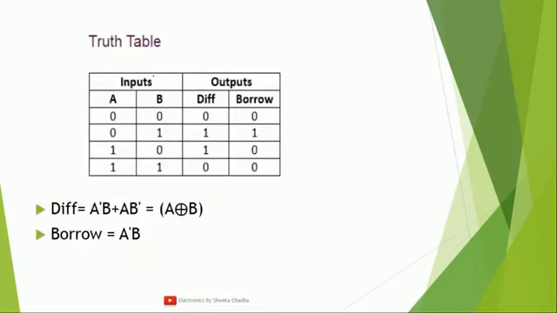Next is the truth table. In the truth table we are going to see how two bits are actually subtracted. So we have A minus B. This is the function which is going to be performed here. 0 minus 0 is 0, and borrow is also 0. Next is 0 minus 1.